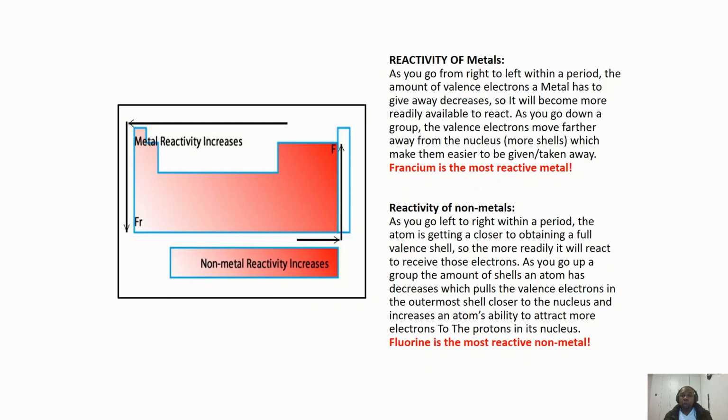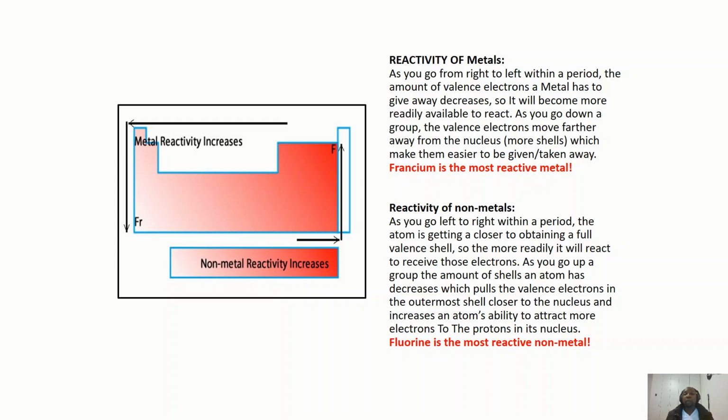So as you go from right to left within the period, the amount of valence electrons a metal has to give away decreases. For example, beryllium wants to give away 2 electrons, but lithium wants to give away 1. So it becomes more readily available to react. The fewer electrons you want to give away, the better for you, because you're going to find someone who wants to react with you easily.